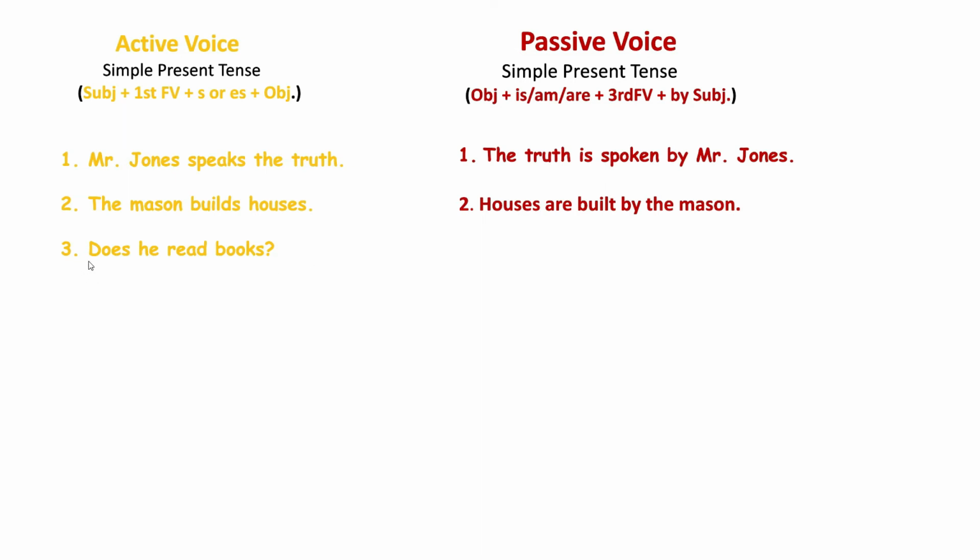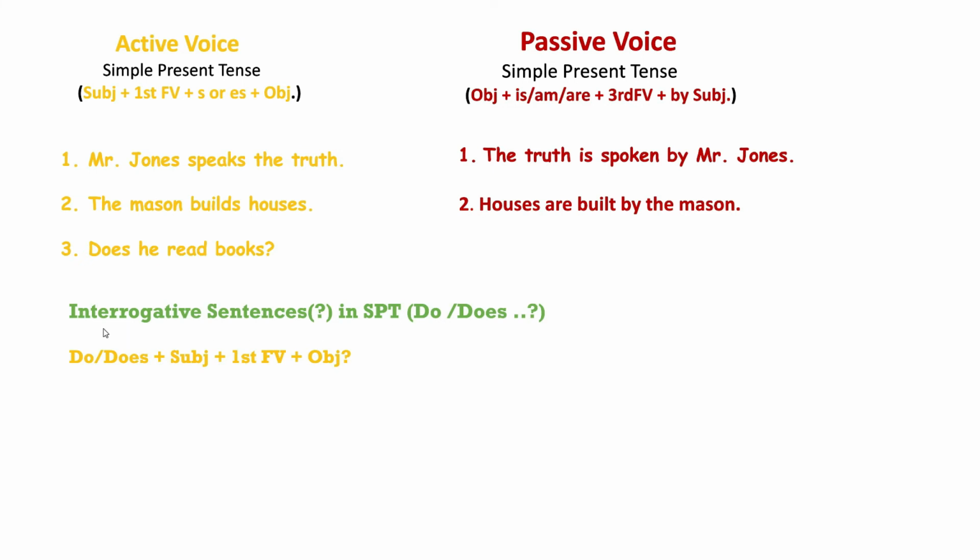Does he read books? Now many of you tend to get confused when interrogative sentences are mentioned. We will explain that here. Interrogative sentences in the simple present tense always start with these two words. These two words are helping verbs or auxiliary verbs, do or does. Here is the structural formula of the simple present tense in its interrogative sentence. It will start with do, does plus the subject plus the first form plus the object.